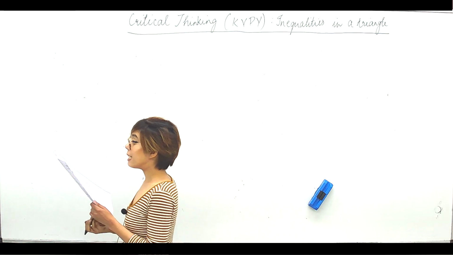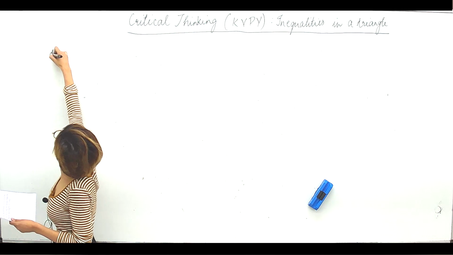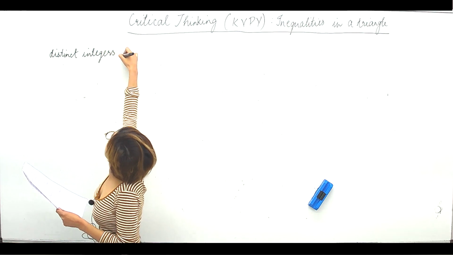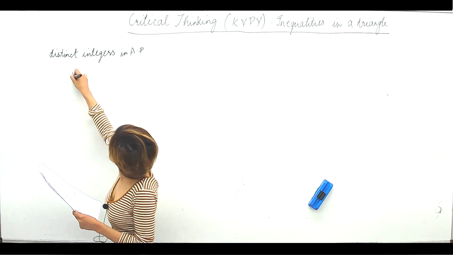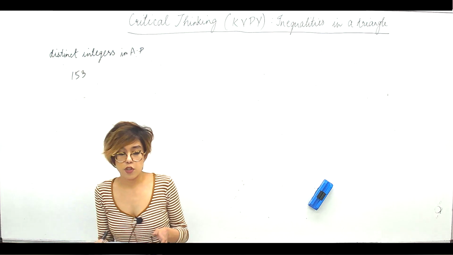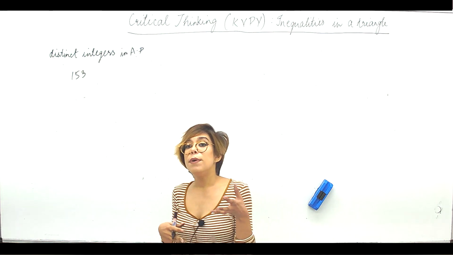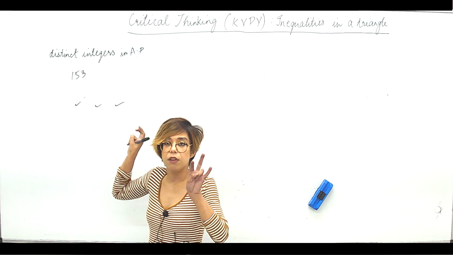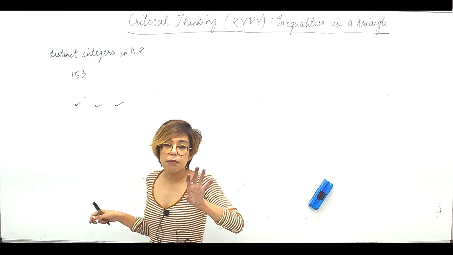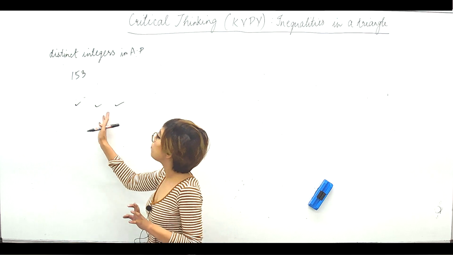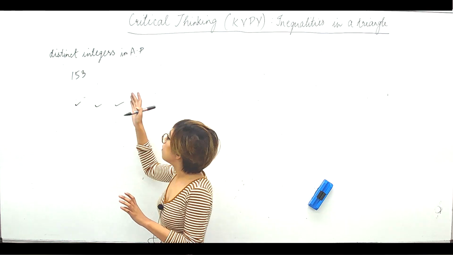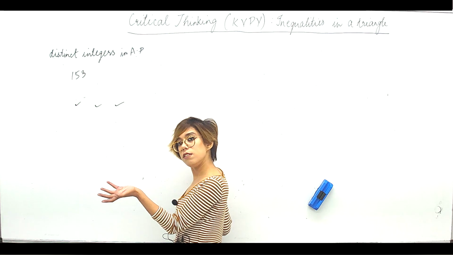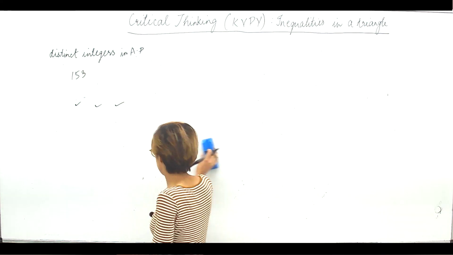The sides of a triangle are distinct positive integers in AP. Okay, we know what AP is. Longest side is 153. I need to find the number of such triangles. Now, if I can ascertain the number of different triplets of the sides, I should not say triplets because ordering here will not matter. Don't take me too literally here, but basically I'm looking for the triplets of the sides. If I can find out how many such triplets exist which will form a triangle, I'll get the number of triangles. Okay. So let me find those.